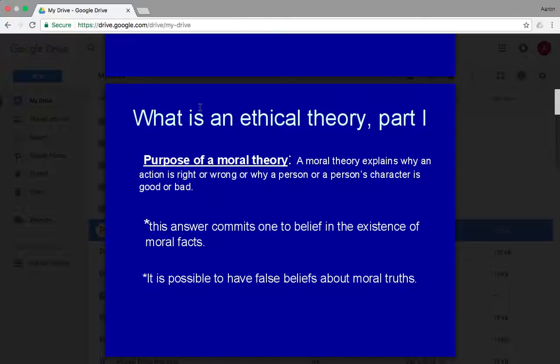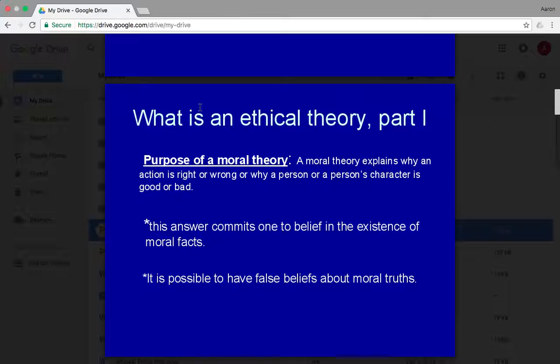Now, question 1A asks, what moral theories try to explain? Vaughn offers us the following answer to this question. A moral theory explains why an action is right or wrong, or why a person or a person's character is good or bad.